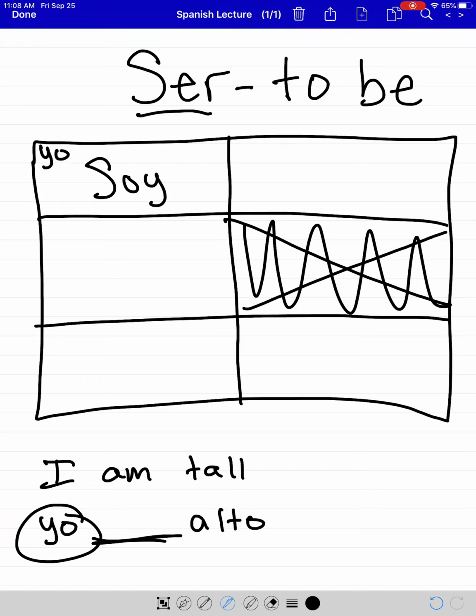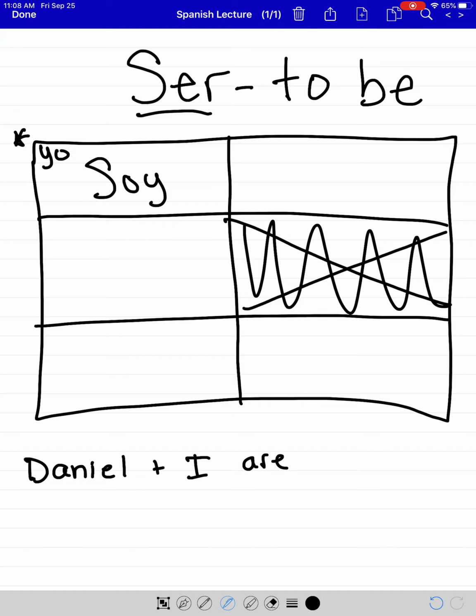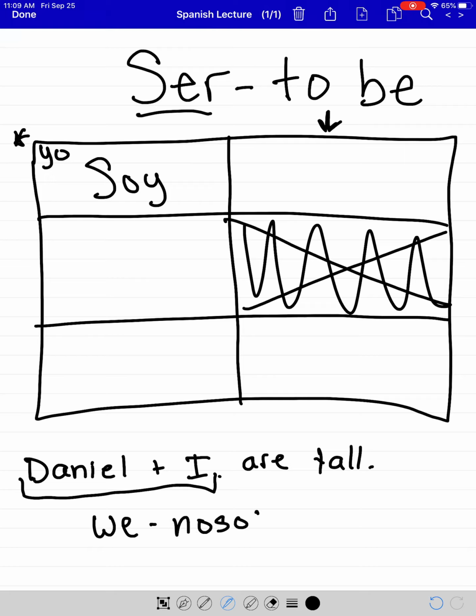If, however, yo is in a group of people, okay, so let's say it is Daniel and I are tall. Well, if Daniel and I are in a group together, then I know we have to be in the plural side because there's more than one person. And if Daniel and I are both together, isn't another way of saying a group that I am a part of, we can just use the word we. And we learned earlier that we means nosotros.